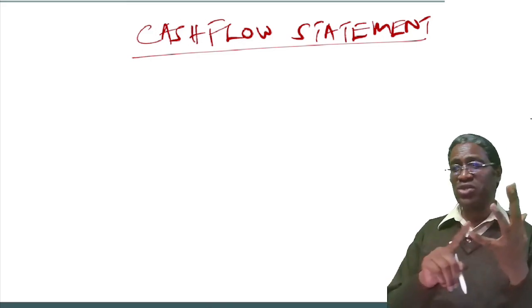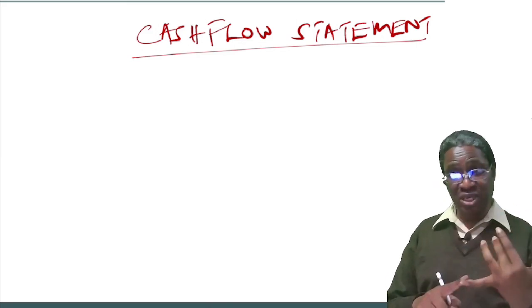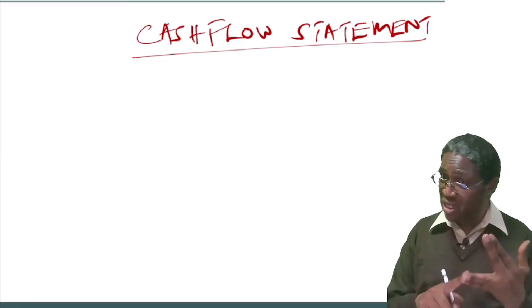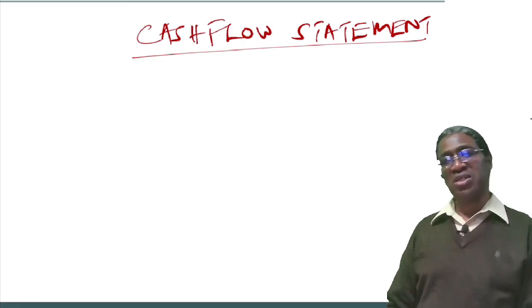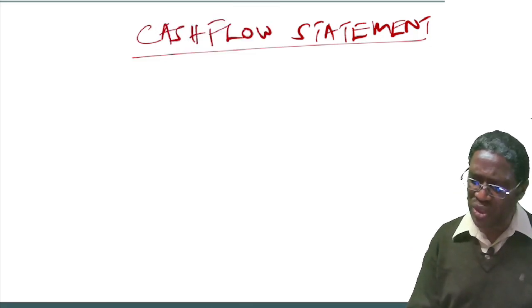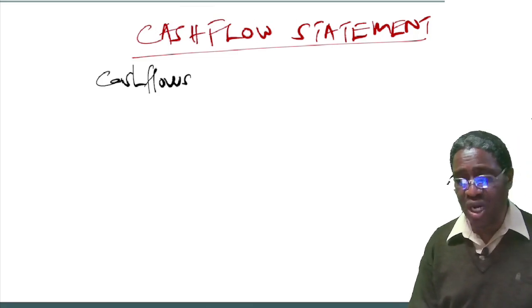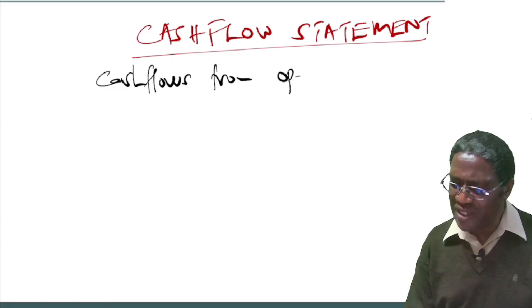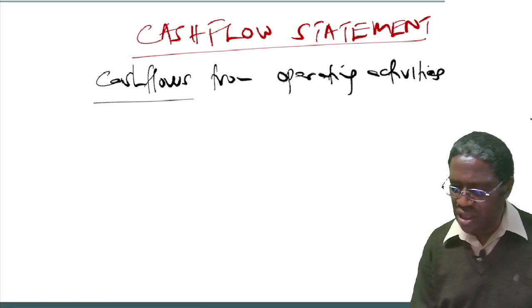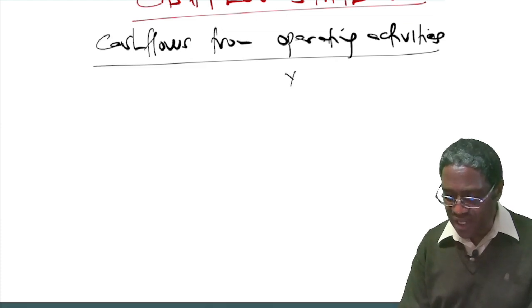The first category is the cash flows from operating activities. The second category is the cash flows from investing activities. And the third category is the cash flows from financing activities. You normally start by disclosing what your cash flows from operating activities were. Whatever the operating cash flows were, identify them.